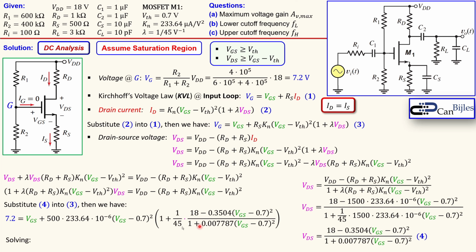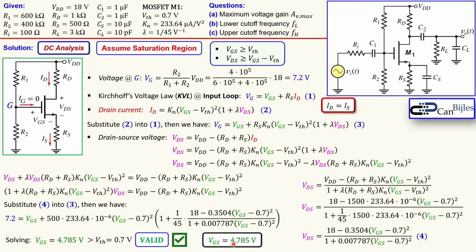Now we can do it of course by hand, but you can also use a solver. So you can say to the solver, solve this for me, and then you have the following solution, 4.785 volts. This is larger than the 0.7 volts, so this is valid. So that is good, but we also need to check this VDS, etc. So how do we do that? We will do that in the next step. So we can say VGS is 4.785 volts, but we still need to check the second condition for the assumption of the saturation region.